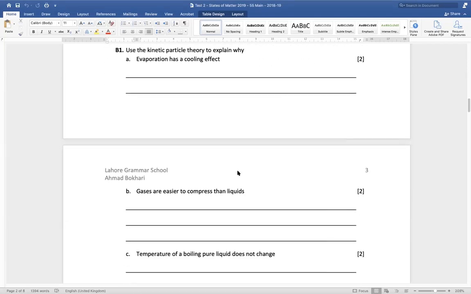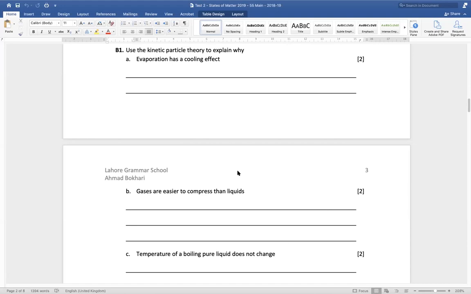Use the kinetic particle theory to explain why evaporation has a cooling effect. Very important conceptual question. Who will answer it? Take a shot at it. You might have to speak, I think. Can I? Sure, go ahead, Michelle.